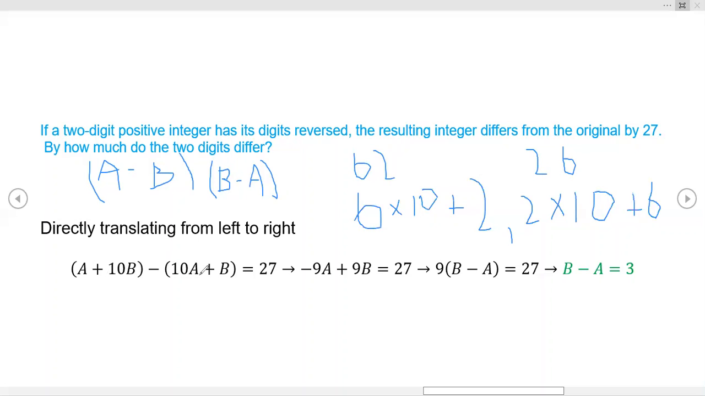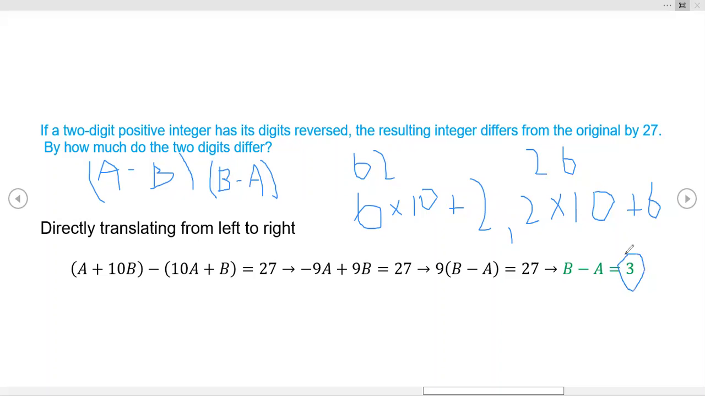Okay, the digits are reversed. And so you see, just by reading the problem, we want that value to be 27. If you carry out the arithmetic here, A minus 10A would give you minus 9A. 10B minus B gives you 9B. And if you take 9 out, you get 9 times B minus A is equal to 27. And of course, that gives the difference of 3, which is the answer they were looking for.